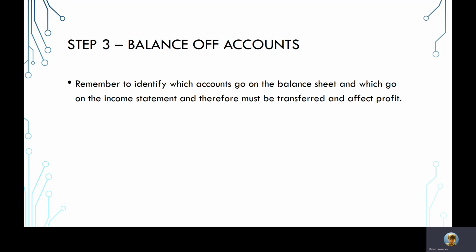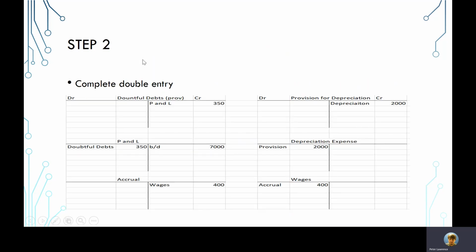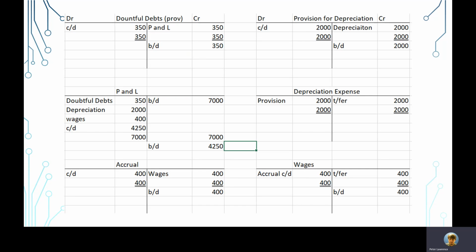So we're then going to balance off each of the accounts. So remember to identify which accounts go on the balance sheet and which go on the income statement, and therefore must be transferred and will affect the profit. So doing that double entry then, balancing them all off. You can see I've now balanced them off from the previous slide where I just entered the information. At the end, I'll balance them all off.